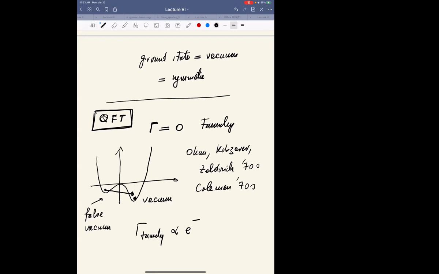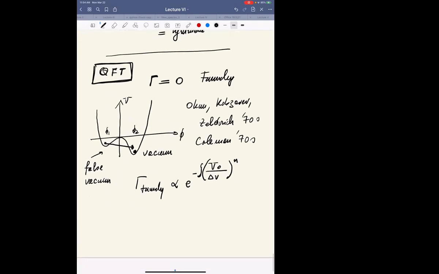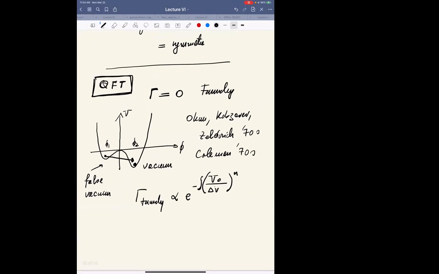the distance from one point to another. This is phi one and phi two. E to the minus an integral, and I don't want to bug you with details. The crucial thing is that it will be proportional to the barrier, call it V zero, divided by the difference delta V, to some power. You're not learning this here, please relax. I'm not teaching you anything, I'm just citing this. This is derived when delta V is much smaller than V zero.